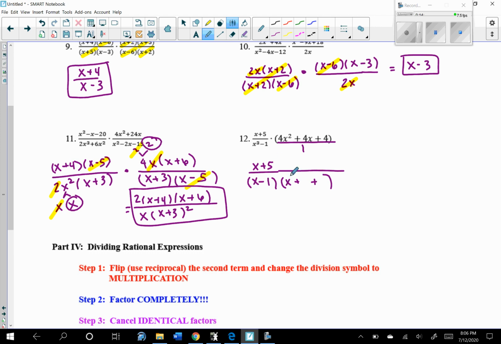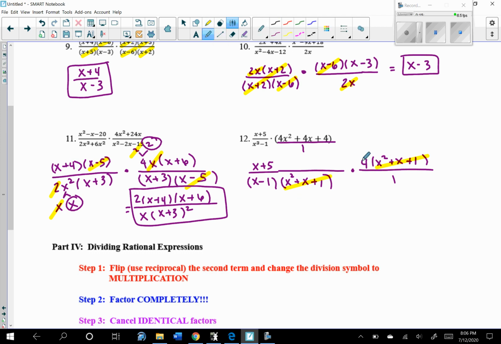First term squared is x squared. First times second, ignoring the sign, so just x, and second term squared is 1. Times, and here I see a GCF of 4, so that gets taken out. And that becomes x squared plus x plus 1. Now I look for common factors. The x squared plus x plus 1 here and here cancels out. And it looks like that is the only thing that cancels out.